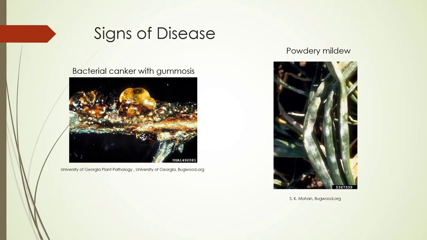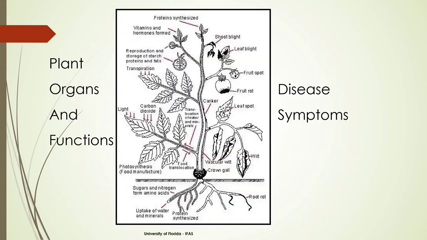Here we have bacterial canker with gummosis. The gummosis is the sign. Powdery mildew is a fungus, and so the fruiting bodies for that are the sign. So disease symptoms can interfere with some of the plant functions. Here we have crown gall, which can cause vascular wilt, canker, fruit rot. There are many ways in which some of these functions are interfered with by diseases.